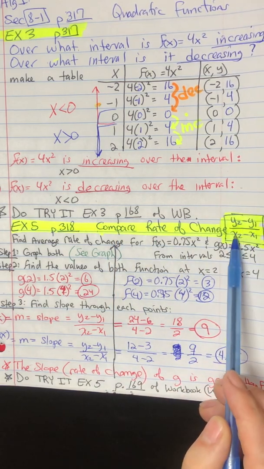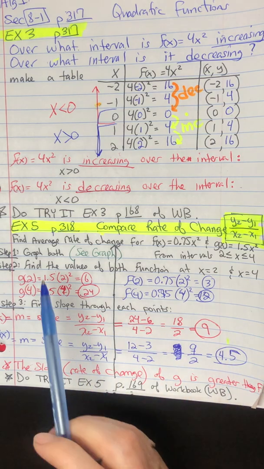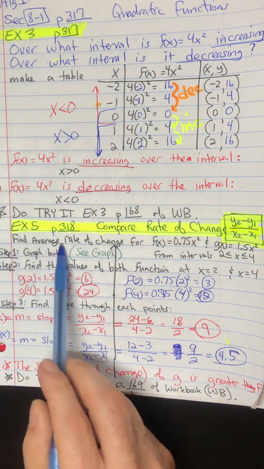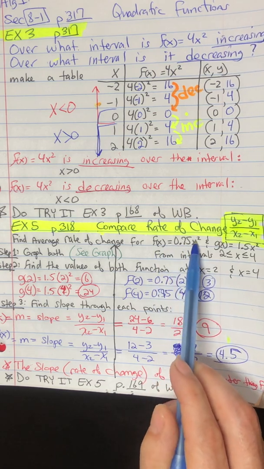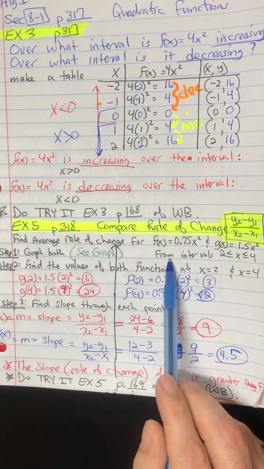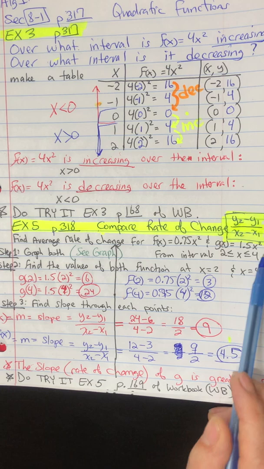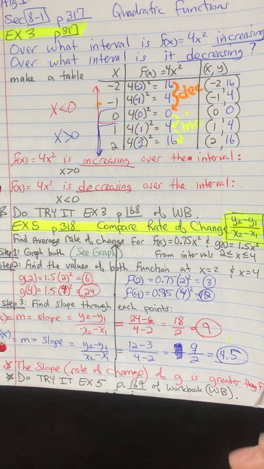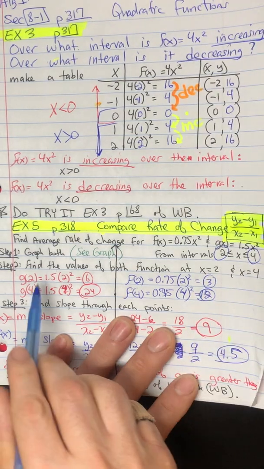y2 minus y1 over x2 minus x1. In this case, we have to compare the slope given 2 points because it's not a straight line. And then the question is, find the average rate of change for these two functions. f of x is 0.75x squared. g of x is 1.5x squared, from the interval 2 to 4, from all x's between 2 and 4. So basically, we're just going to choose x equals 2 and x equals 4. We're going to find the value.